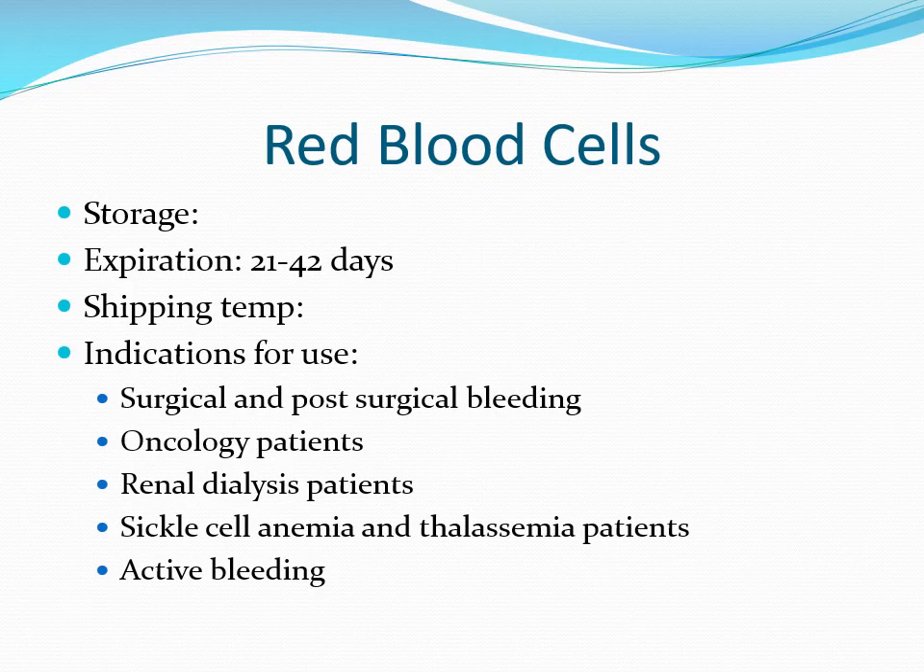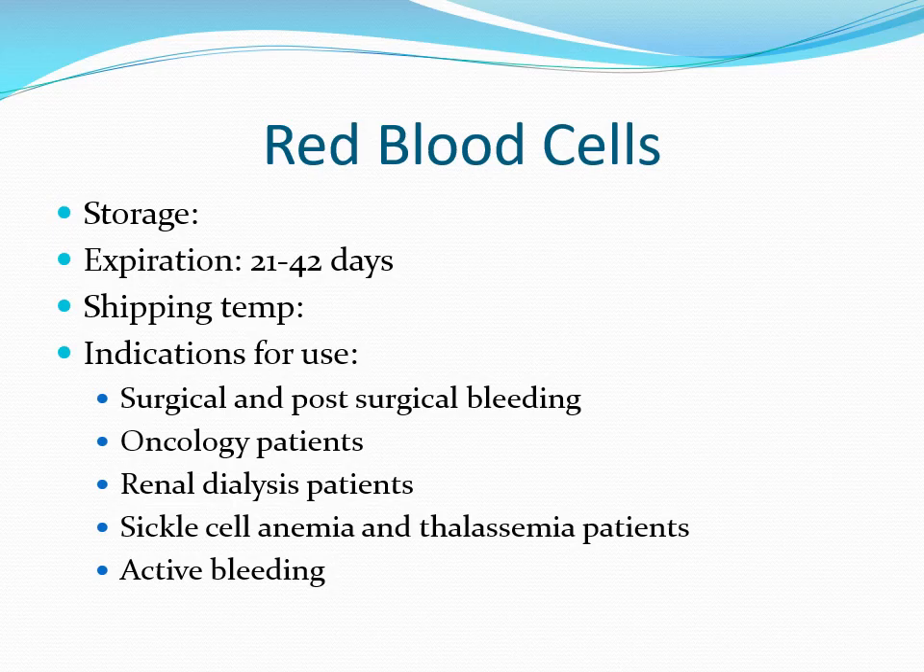Red blood cells have very similar storage and shipping to our whole blood. Storage is 1 to 6 degrees Celsius. It's going to expire between 21 to 42 days, depending on the additive solution we have in there. Shipping temperature is also going to be 1 to 10 degrees Celsius.